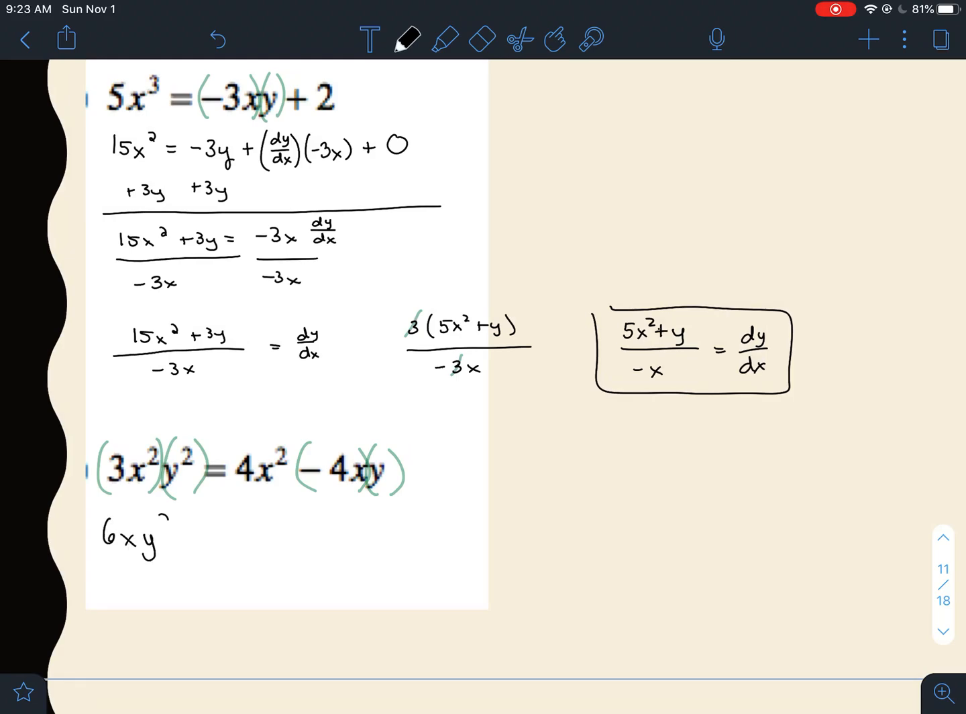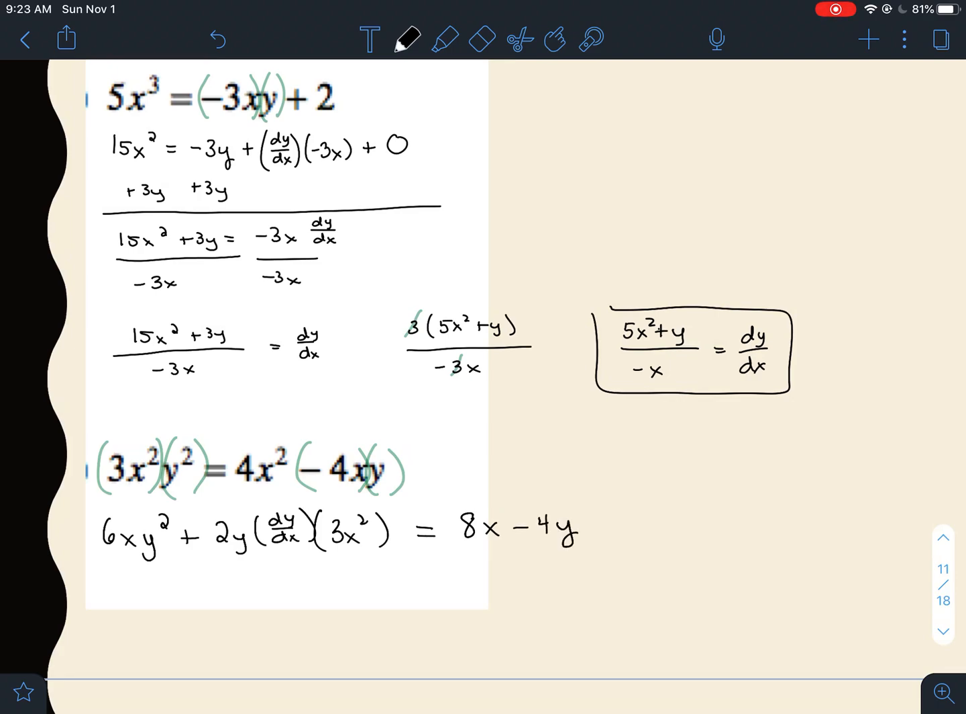So the derivative of the first function would be 6x, then times leave the second function alone, so y squared, plus the derivative of y squared is 2y times dy over dx, and then times leave the first function alone, 3x squared. And then it's going to equal the derivative of 4x squared is 8x. And now we're going to use product rule again.